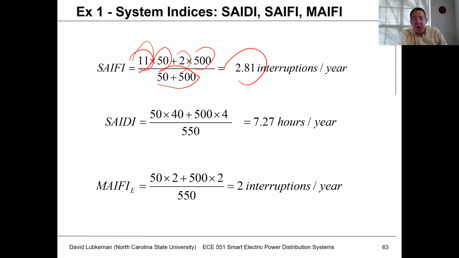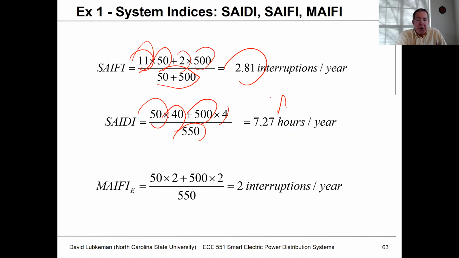For SAIDI, you do the same thing. I've got 50 customers, and they're going to have 40 hours. I've got 500 customers that have 4. So I multiply these terms and add them, normalized by the total number. That gives me 7.27 hours per year.